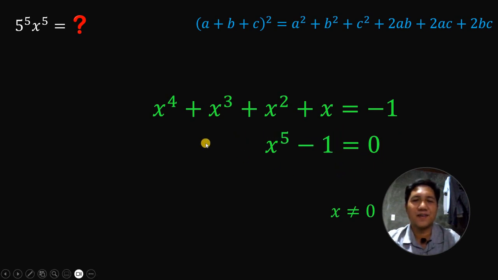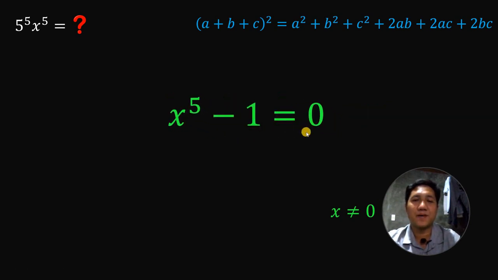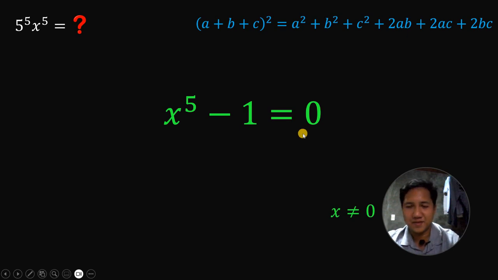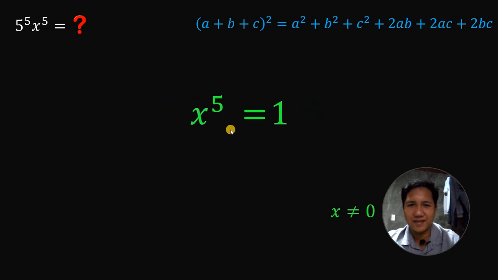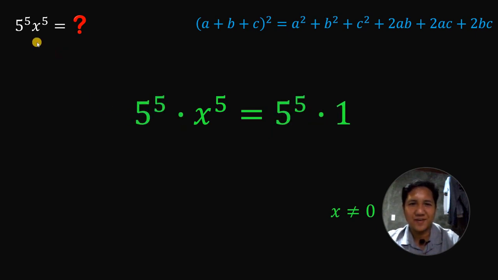Now, let's focus on this result. We have x raised to the fifth power minus 1 equals 0. And then, take note that if we add 1 on both sides, we get that x raised to the fifth power must be equal to 1. Now, on the expression that we want to evaluate, we want 5 raised to the fifth power times x raised to the fifth power. So, let's multiply both sides by 5 raised to the fifth power, like this.